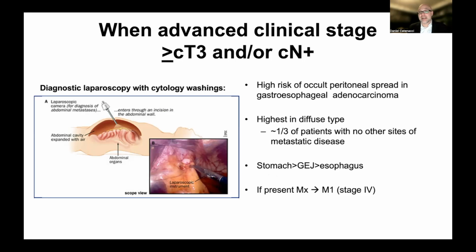And so really diagnostic laparoscopy with washings, spraying fluid into the abdominal cavity and collecting it and then looking at it under the microscope, is recommended for the stomach and G junction cancers that fit into a clinical T3 and or node positive disease. And it's recommended to at least consider it for the far end of the esophagus adenocarcinomas. And again, if there is disease present there or cells present in the cytology washings, then the staging would be upstaged to an M1 cancer or stage 4.